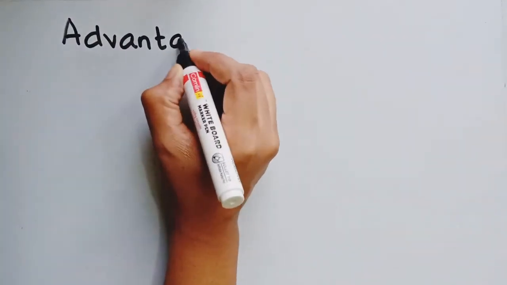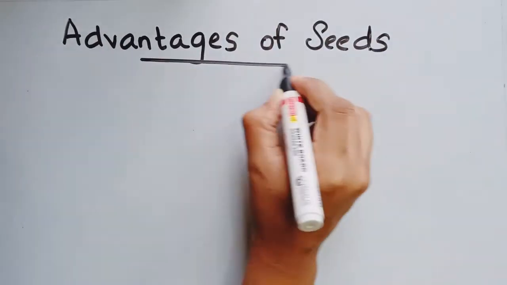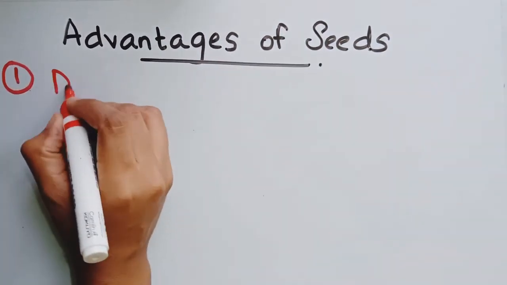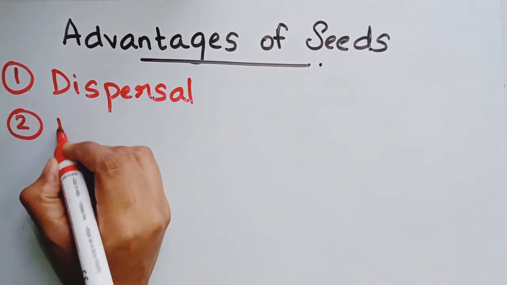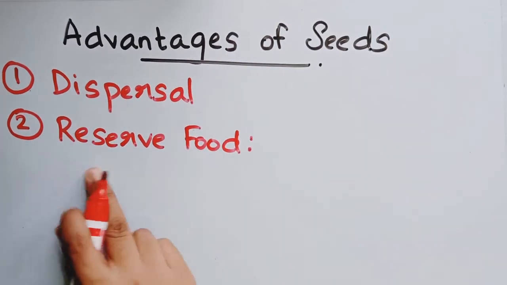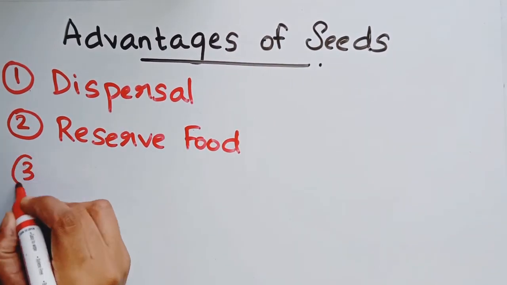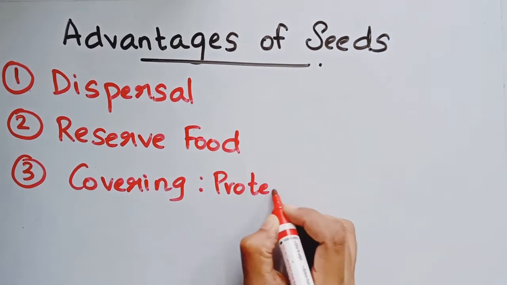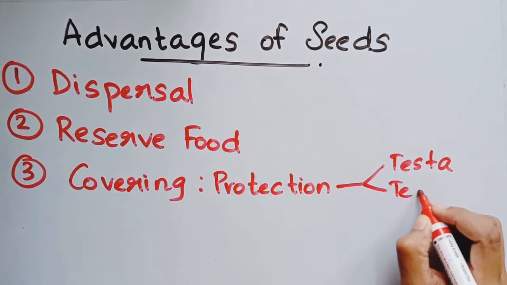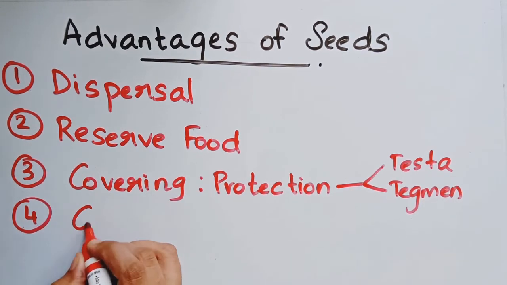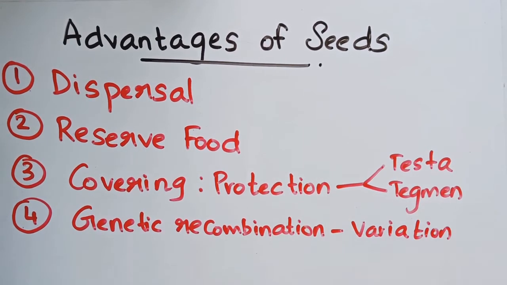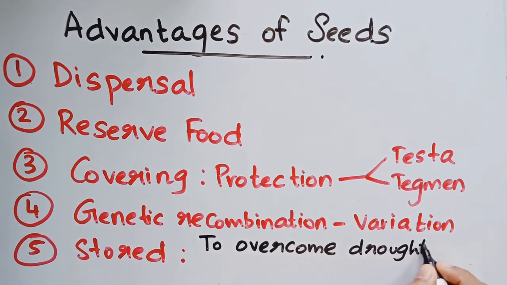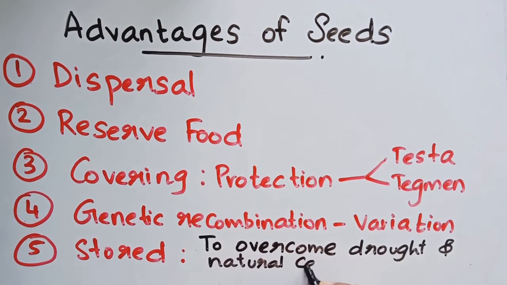Now let's learn the advantages of seeds. Seed is a fertilized ovule. It is a product of sexual reproduction. First advantage is that seed helps in dispersal and forms a new colony by this dispersal property. Next, seed is a reserve food material. It provides nourishment for the growth of seedling. Then the hard coat, testa and tegmen, helps in protection. Since seed is the product of sexual reproduction, it can lead to genetic recombination and hence different varieties, that is variation. Seed can be stored to be consumed throughout the year to overcome drought and natural calamities.